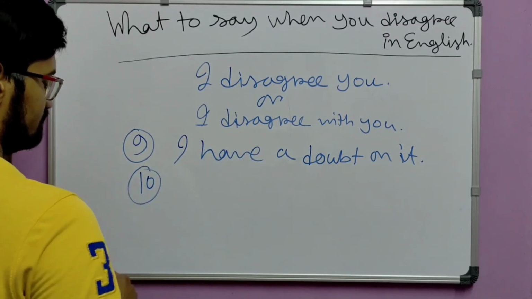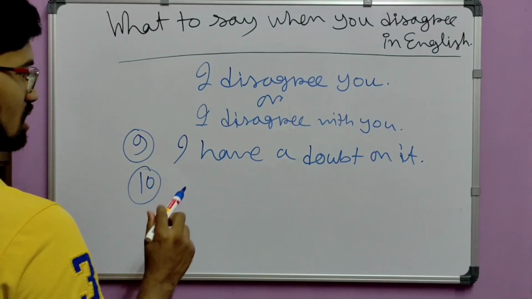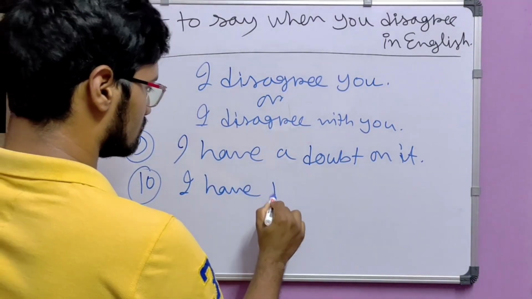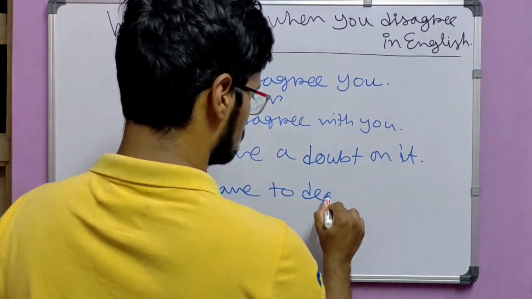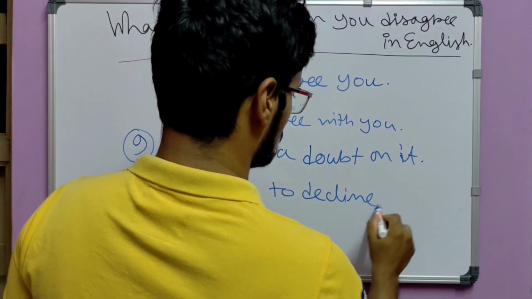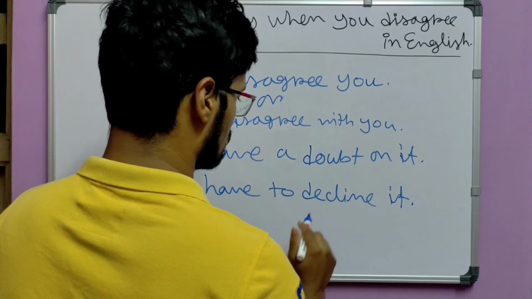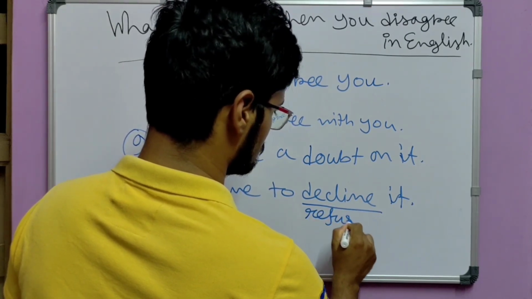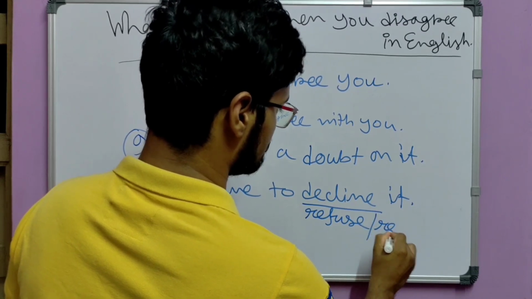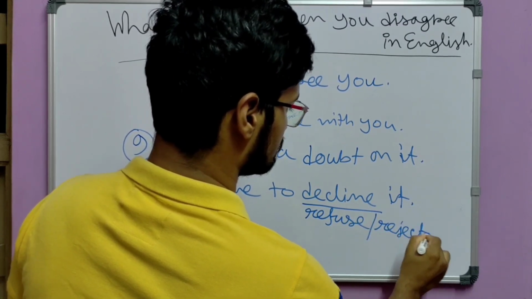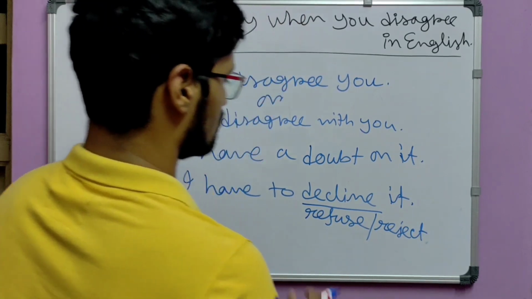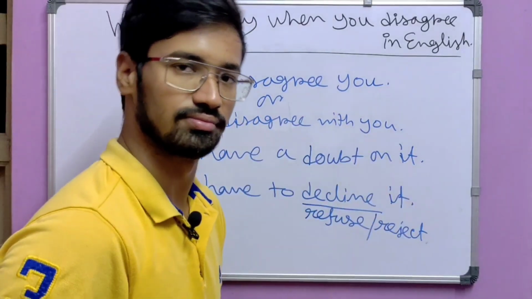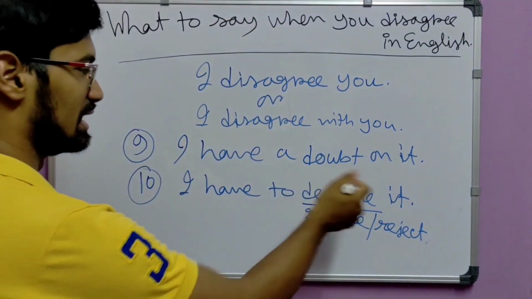10th way, you can say I have to decline it. Decline means refuse or reject. Okay, so I have to refuse it. That means you are going to disagree with someone. Or I have to decline it.